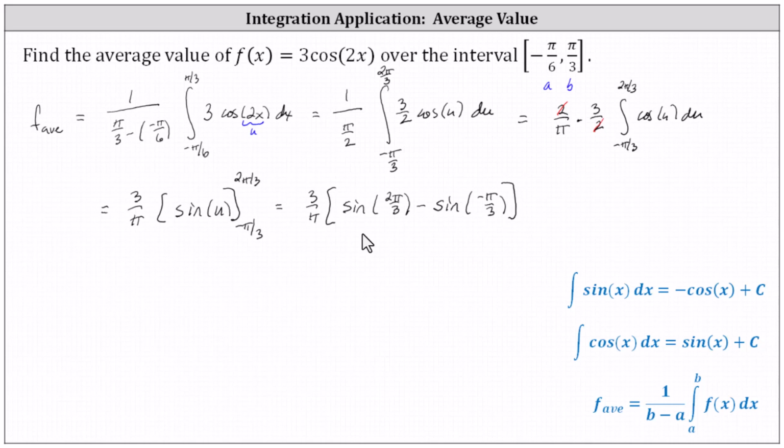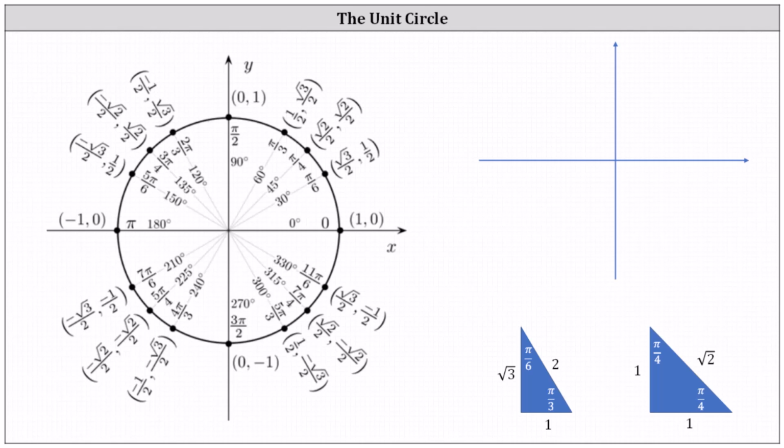And now we need to find these trig function values, either using the unit circle or reference triangles. I'm going to go ahead and use the unit circle. Recall in the unit circle, y is equal to sine theta. This indicates sine of 2 pi divided by 3 is equal to square root 3 divided by 2. And negative pi divided by 3 is coterminal with 5 pi divided by 3, which indicates sine at negative pi divided by 3 is equal to negative square root 3 divided by 2.